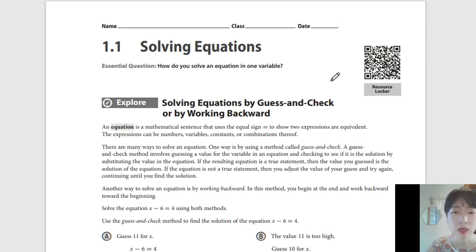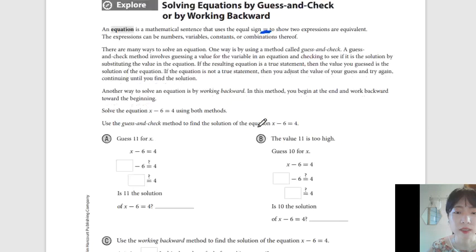Before we do that, there's a vocab. An equation is a mathematical sentence that uses the equal sign to show two expressions are equivalent. So whenever you see this equal sign, you know that it's an equation. The expressions can be numbers, variables, constants, or combinations thereof. And there are many ways to solve an equation. We're just going to look at two methods today: guess and check and working backward.